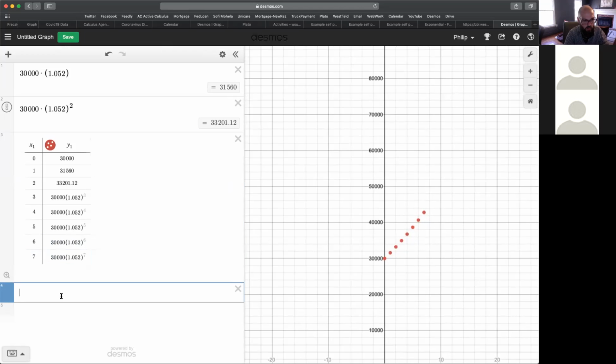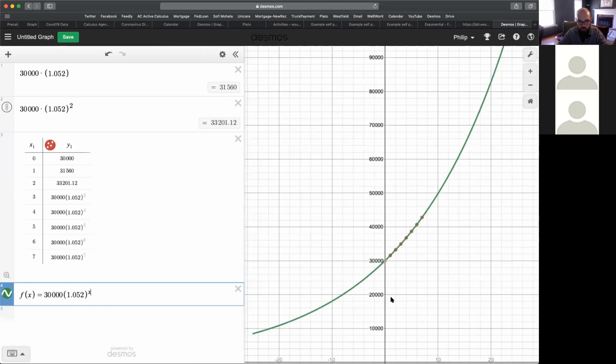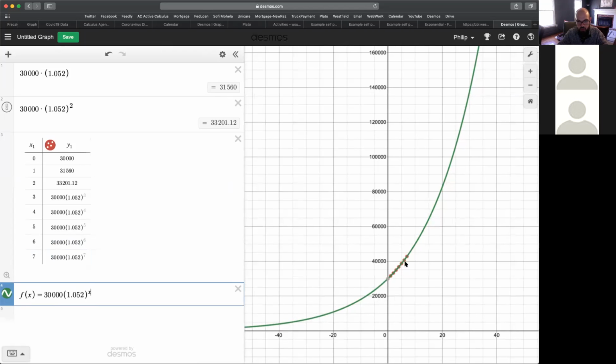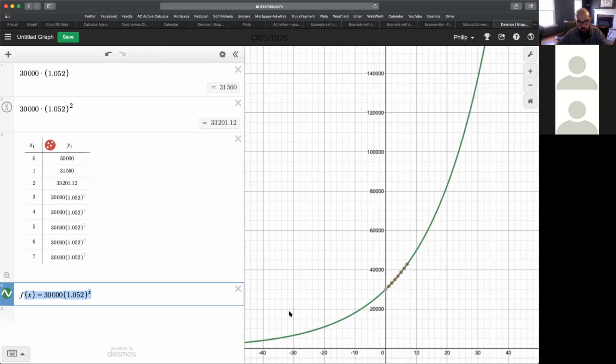So if we look at our function, f of x equals 30,000 times 1.052 to the x, right? When we zoom out here, we can see that they fall on this exponential curve. So when we model loan growth, we're also going to see this exponential growth as things track over time.